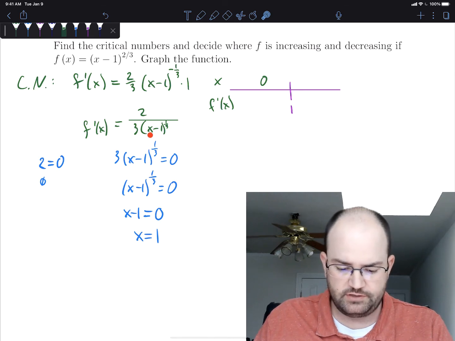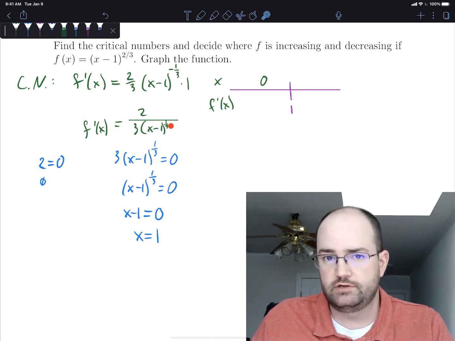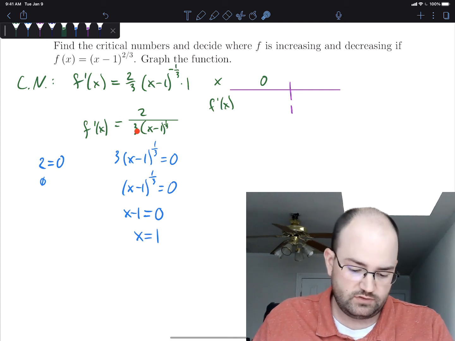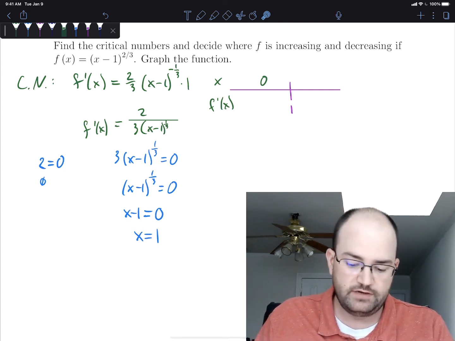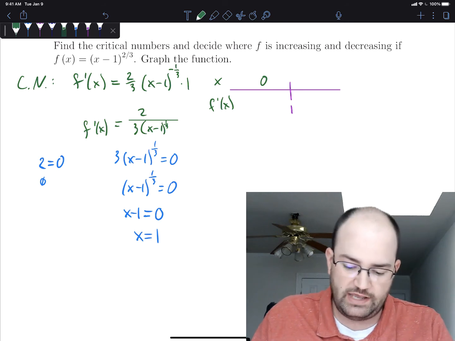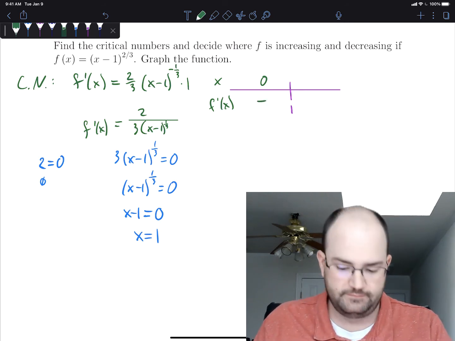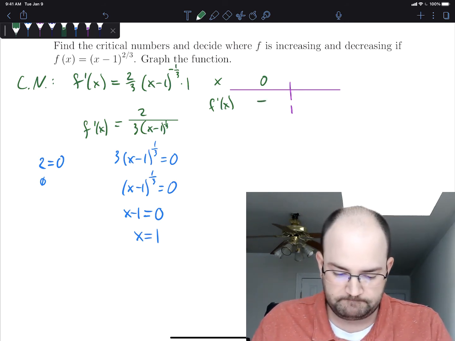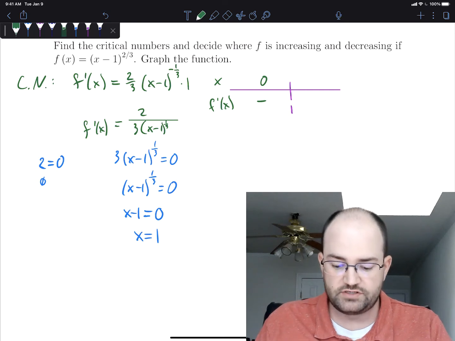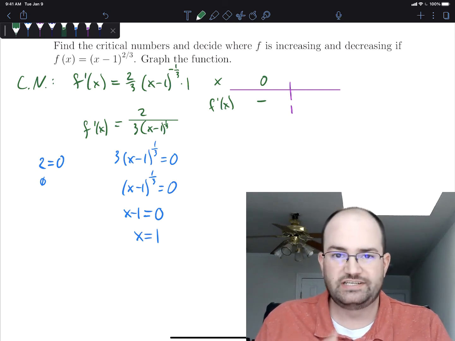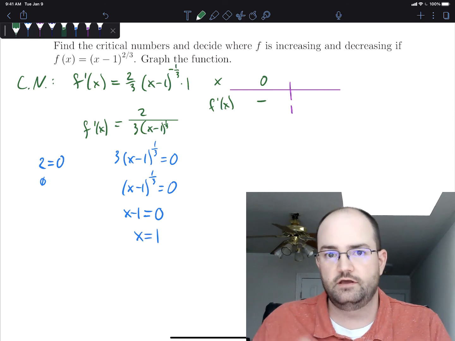Well, if you plug in 0 here, 0 minus 1 is negative 1. Negative 1 to the 1/3 power is negative 1, and 3 times negative 1 is negative 3, so that's 2 over negative 3, which simplifies to a negative. Good. So this function is decreasing when it's to the left of 1.